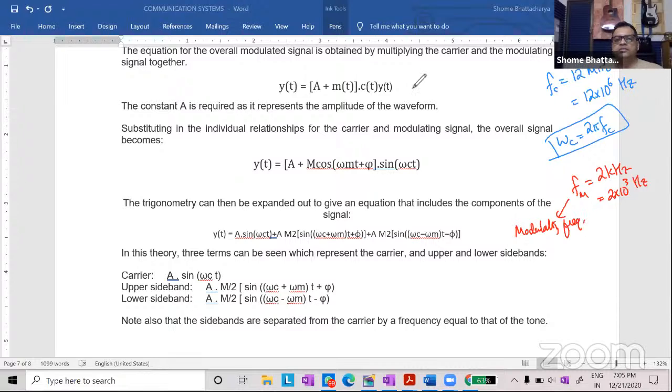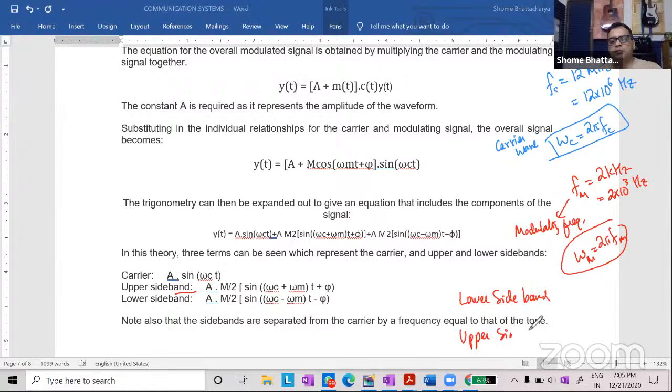And this is our carrier wave's frequency. So this would be 2 pi fm. So you just need to know this formula. The lower sideband and the upper sideband for the amplitude modulated signal.